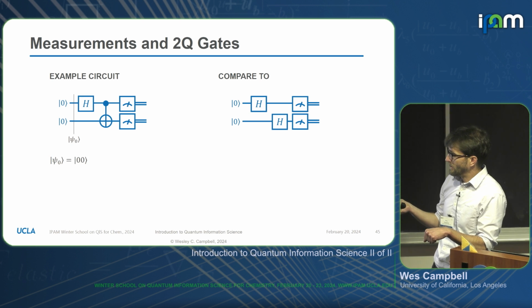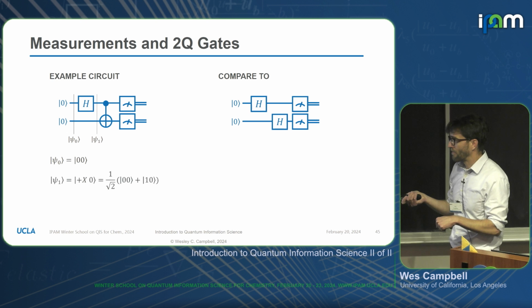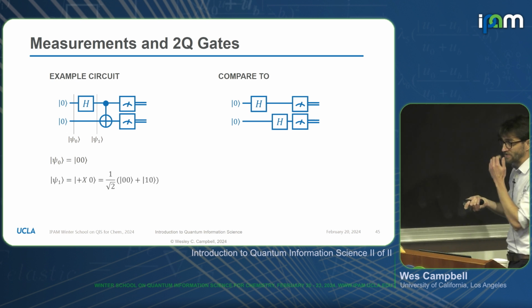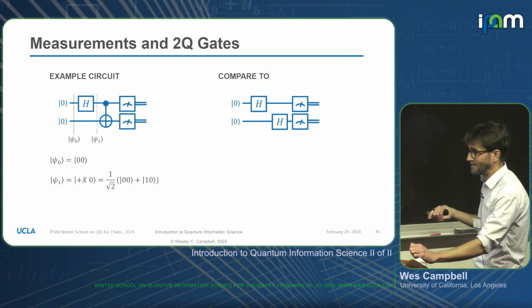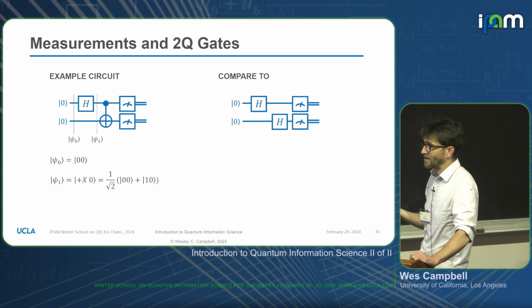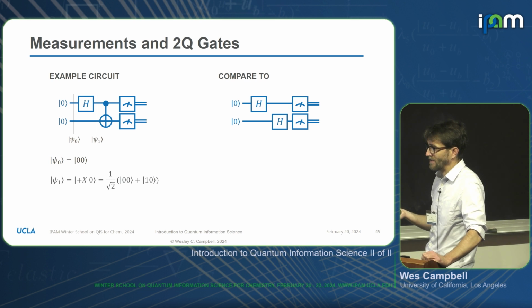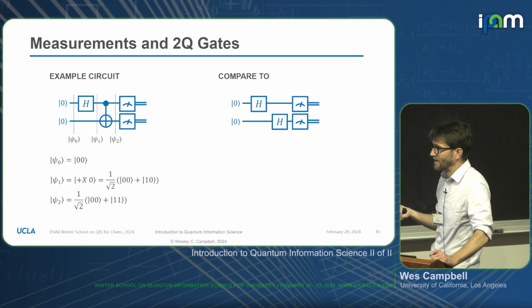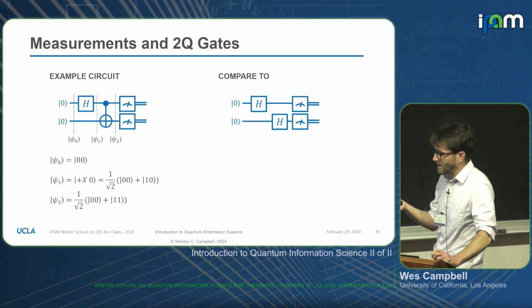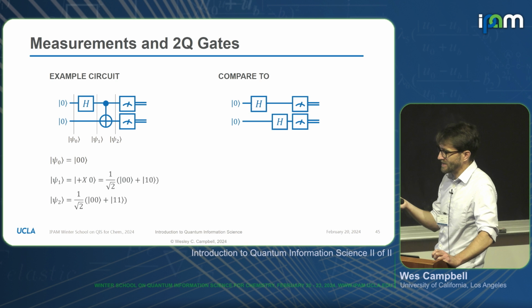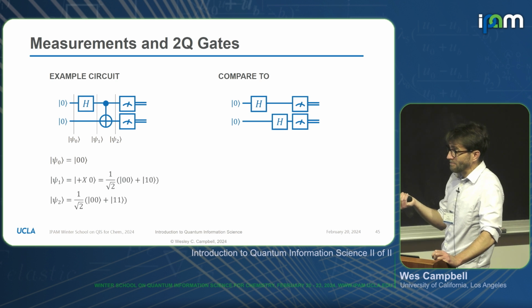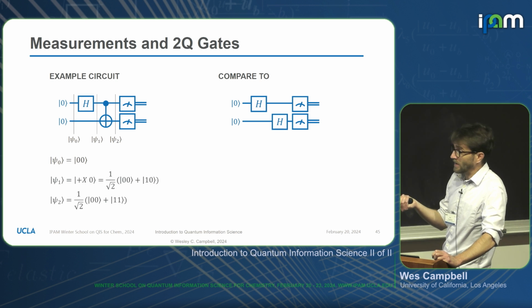In this first circuit, at the beginning, we've got a product state. After that first Hadamard gate, it's still a product state. All we've done is put the first qubit in the X basis, in an X eigenstate. But after the controlled NOT, we get an entangled state. I can't write this as a product of two single qubit states. But it's 50-50, right?